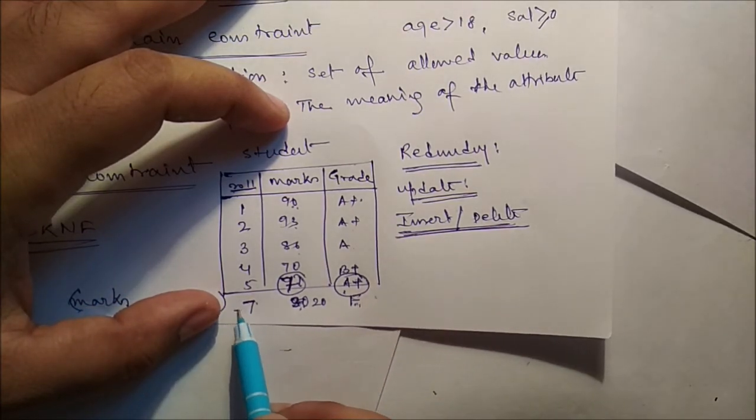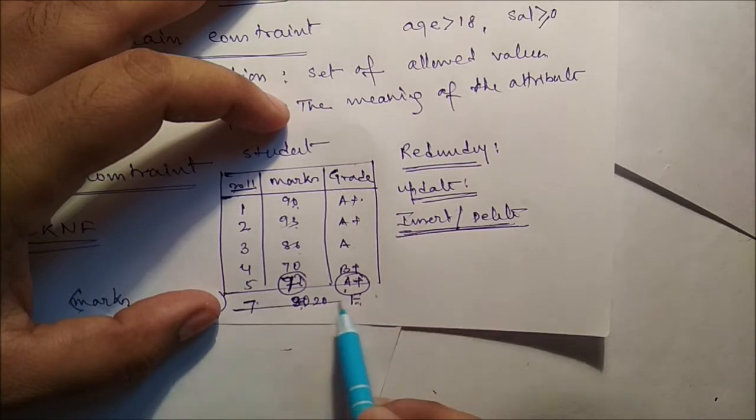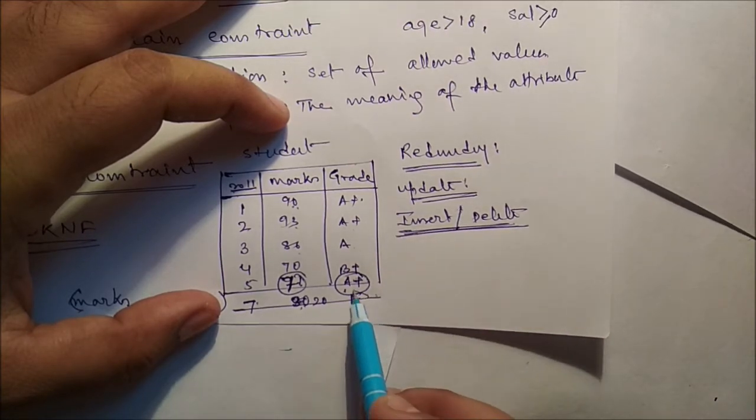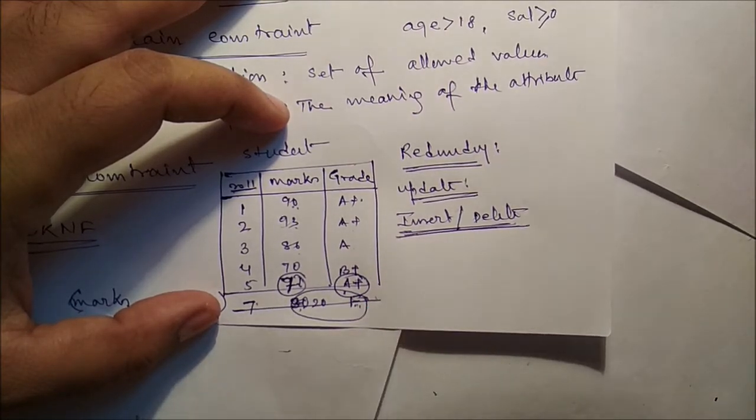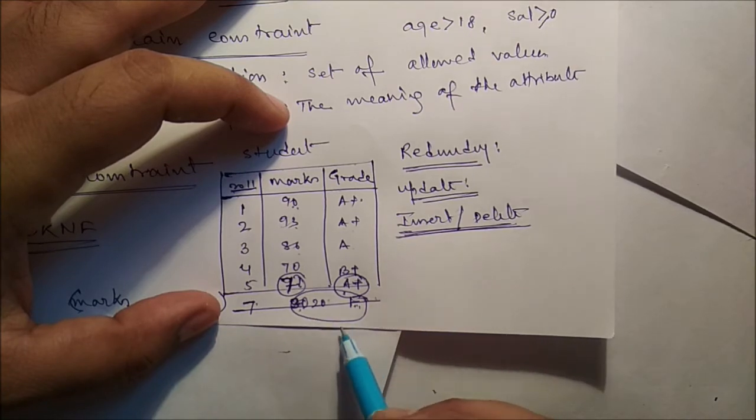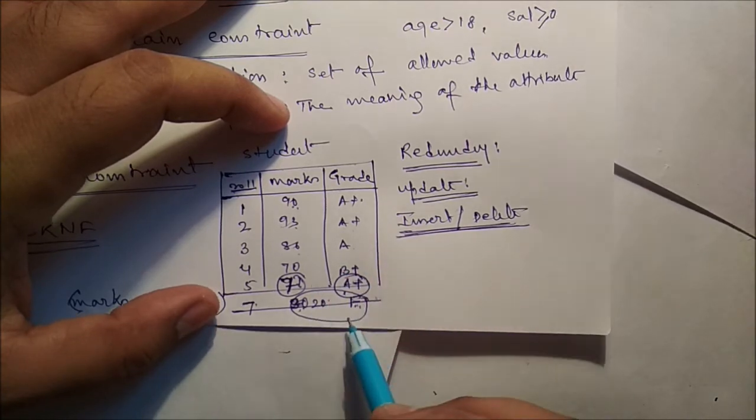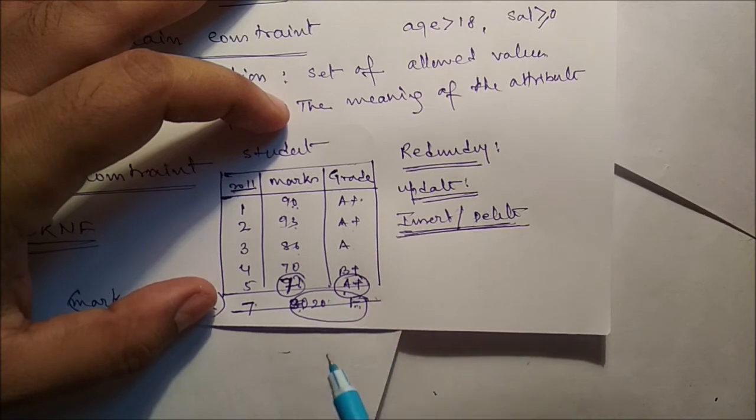Now, removing this means you have to remove this information. By removing this one, you are removing the information about this grade also. That means we are removing the marks as well as the grade. That means now we don't have any knowledge about this F grade. We don't have any information about the grade F.